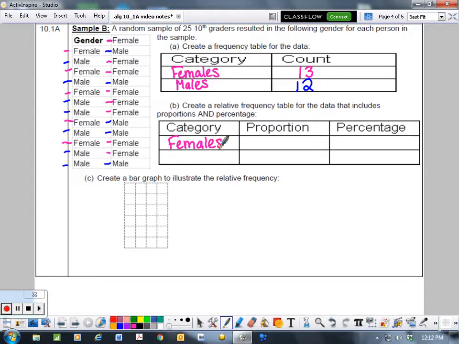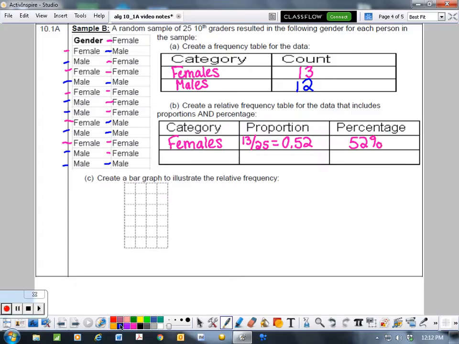So now that I have my total counts, I can move on to females and our proportion. So for our females, we had 13 out of 25, and I could divide that on my calculator to get the proportion. So 13 divided by 25 on our calculator gives us 0.52, which as a percentage would be 52%.